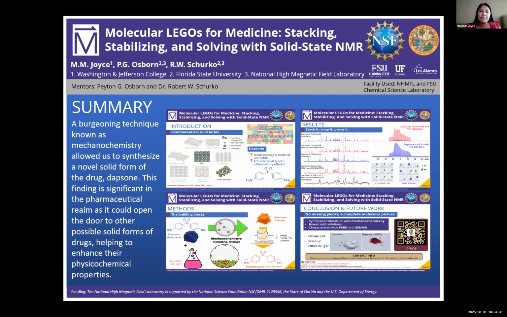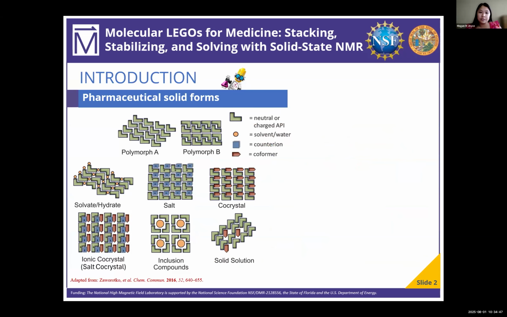So this research could benefit the pharmaceutical realm as it could open up the door to other possible novel solid forms of drugs, helping to enhance or tune their physicochemical properties, which I'll get into on the next slide. As you can see here, there are various types of solid forms, but it's important to note that each of these solid forms are meant to describe the same drug. These all have different physicochemical properties that are unique to them, things such as solubility, stability, bioavailability, etc.